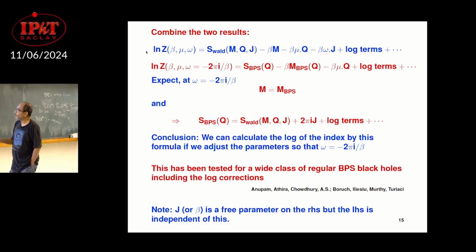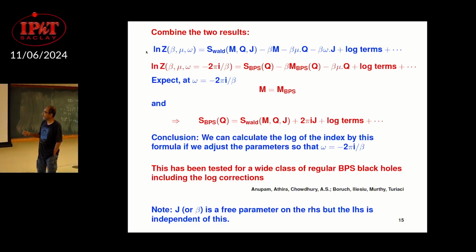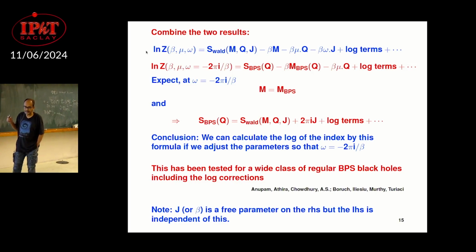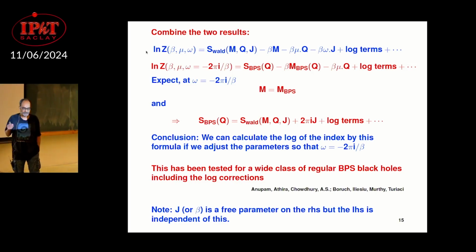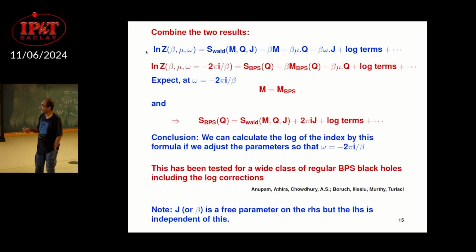If we now set omega equal to minus 2 pi i over beta in the first formula, for one of the components, with the rest set equal to 0, and you compare these two formulas: first of all, one would expect that once you set omega equal to minus 2 pi i over beta in the gravitational path integral, it's computing a supersymmetric index. So it should get contribution only from those saddle points for which the mass is equal to the BPS mass formula, only from supersymmetric ground states. So at omega equal to minus 2 pi i over beta, we should have M equal to M_BPS.